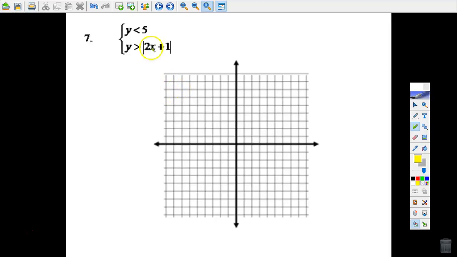Okay, let's try this one. This is a combination of a linear inequality with an absolute value inequality. Alright, so we'll do this one in red. This boundary line y equals 5, remember this represents the y-intercept. So let's go up to where y is 5. And the only way to draw a line that crosses through that point only, just that point, well, it's going to have to be horizontal. So this is the line y equals 5.